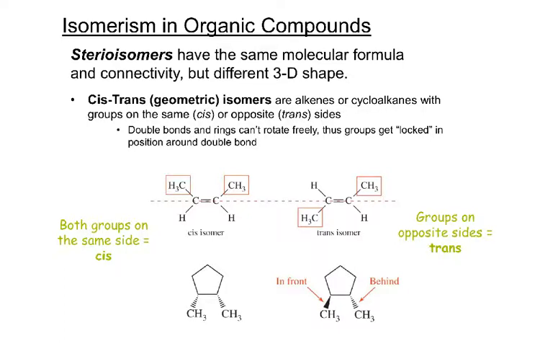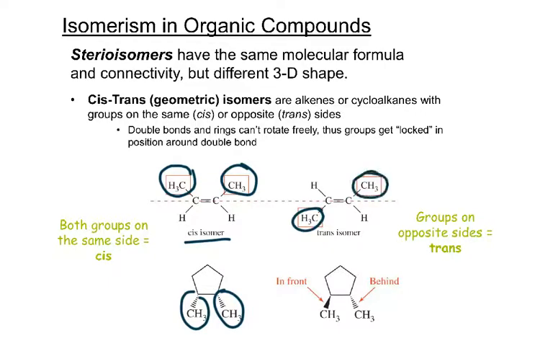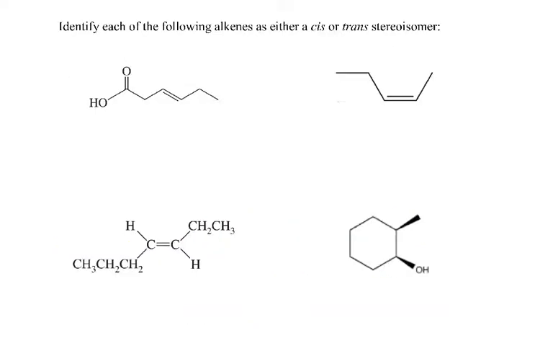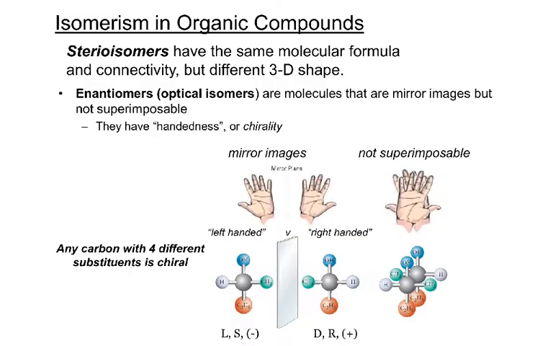Cis means same, meaning the groups are on the same side of a double bond or on the same side of a ring. And if they are trans, then they are on opposite sides of the double bond or sticking out on opposite sides of a ring. Trans means opposite. So that's one type of three-dimensional isomer. The other type we were talking about are these enantiomers.